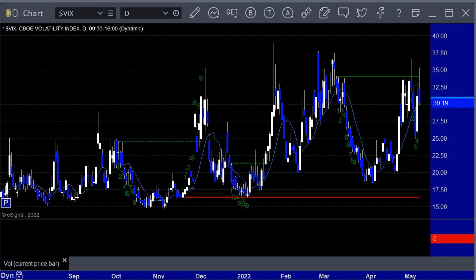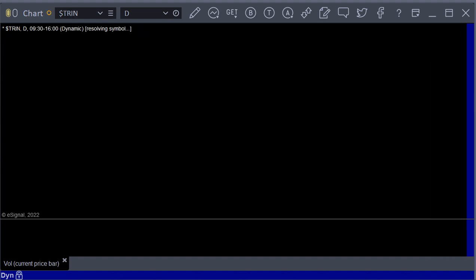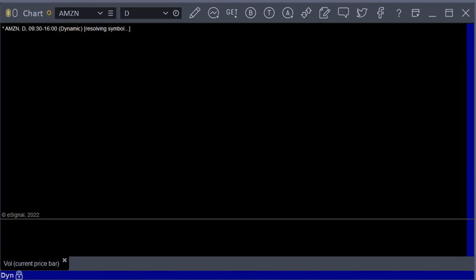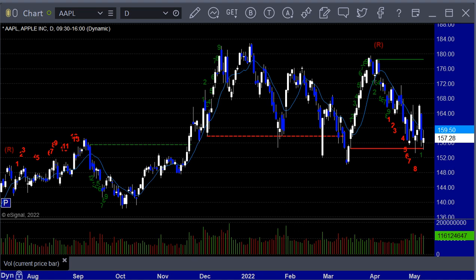VIX down $1.01, interesting, to 30.19, so that's fine. The trend closes at 0.92, puts the 10-day moving average at 0.91, puts the 10-day at 1.12. We will start to see a couple of big numbers drop off this week, and that could be interesting for the market because you need that 10-day moving average under 0.85.